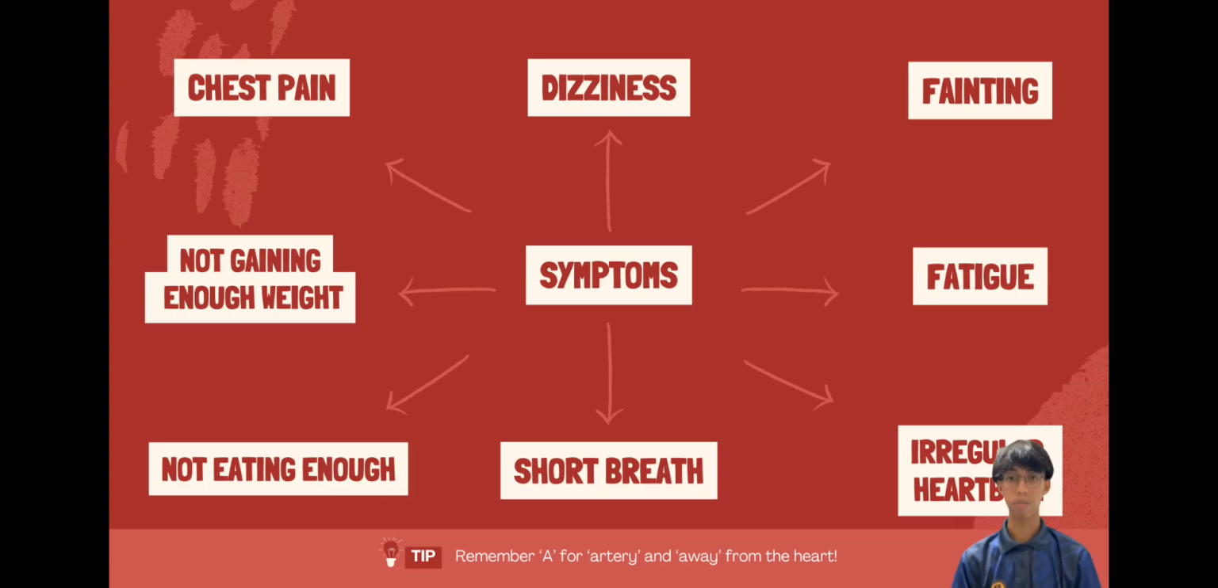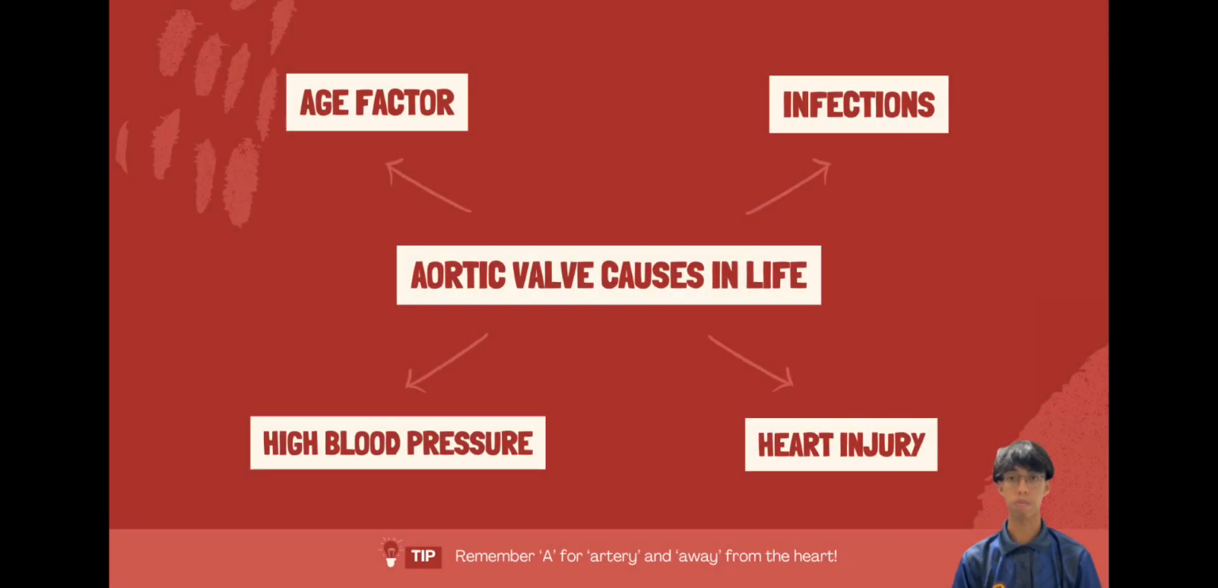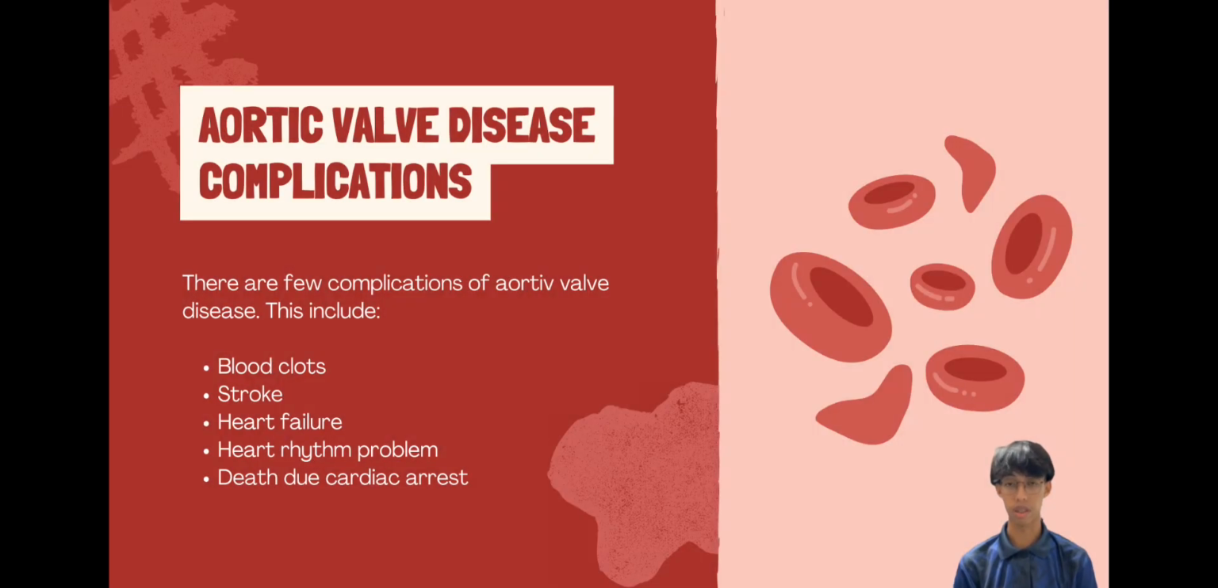Aortic valve disease may be caused by a heart problem present at birth, called a congenital heart defect. Other causes of aortic valve disease later in life include age-related changes to the heart, infections, high blood pressure, and injury to the heart. There are various potential complications of aortic valve disease.